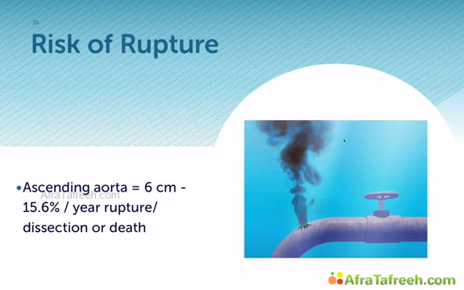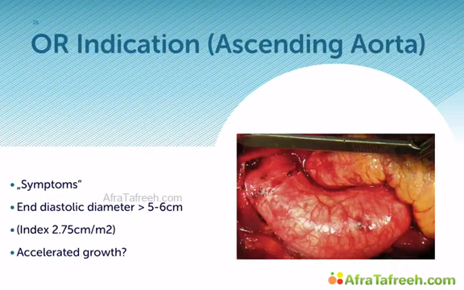And there are certain confounding factors which make the whole thing even worse, especially if you have additional aortic regurgitation, which puts a certain strain on the aorta, or if you have hypertension. What are the OR indications for the ascending aorta? First of all, if you have symptoms, but this is never really the case because patients don't have symptoms if they have pure dilatation of the aorta. The only time you will see symptoms, however, is if they have dissection.